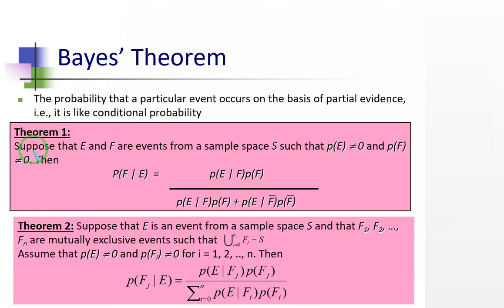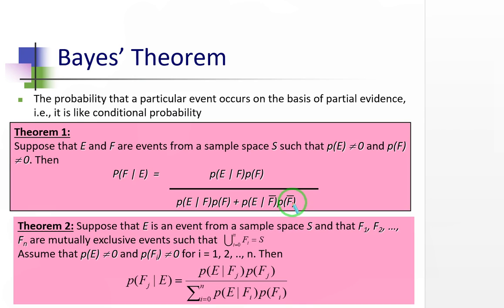So the theorem says: suppose that E and F are events from a sample space such that probability of E and probability of F are not equal to 0. The probability of F given E, because it's based on conditional probability, so F will depend on E or E will depend on F. So P(F|E) equals P(E|F)P(F) divided by P(E|F)P(F) plus P(E|F complement)P(F complement). This is basically the formula.